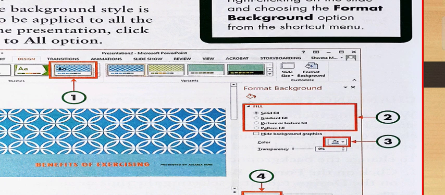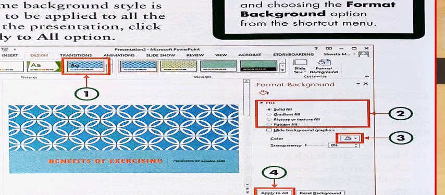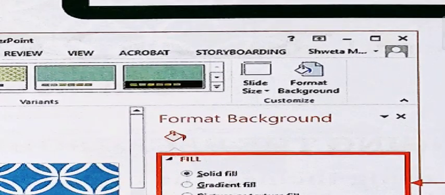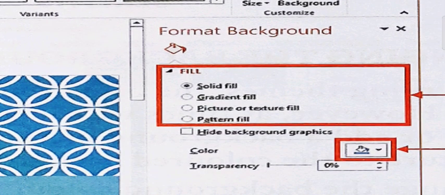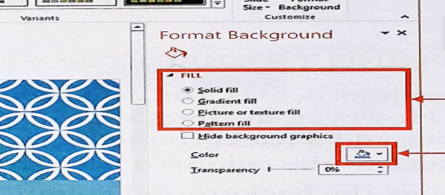So the first step is to click on the design tab, then go to the format background option and click it. After clicking the format background option, this window will appear. In the format background option, there are four background options available.